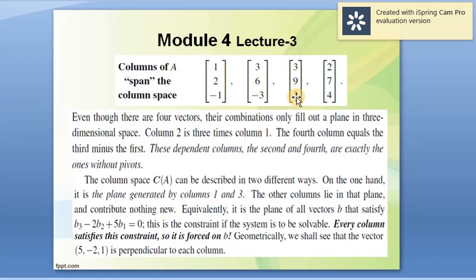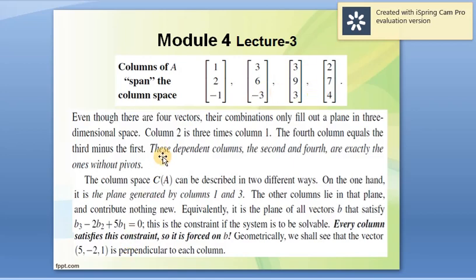So we get the pivot elements only in the independent columns. The dependent columns will not have pivot elements, and they are not referred to as pivot columns. They are the free variable columns.